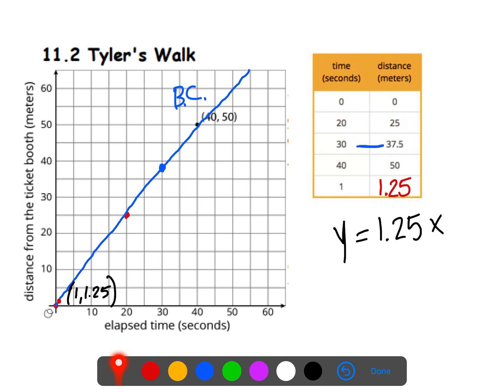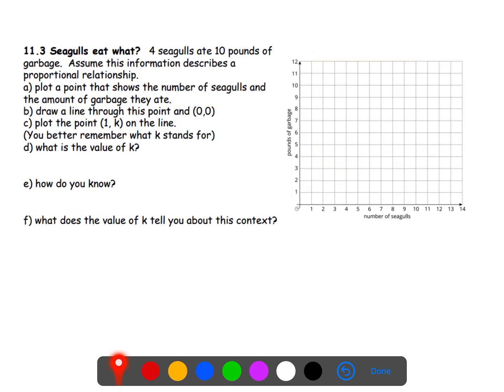Let's look at another activity. All right, today is a good day to be glad you're not a seagull, because four seagulls ate 10 pounds of garbage. Assume this information describes a proportional relationship. Now let's go through the steps here.